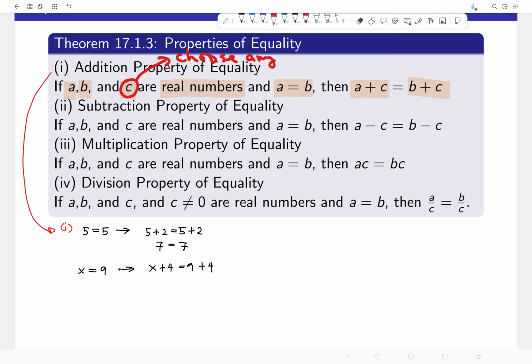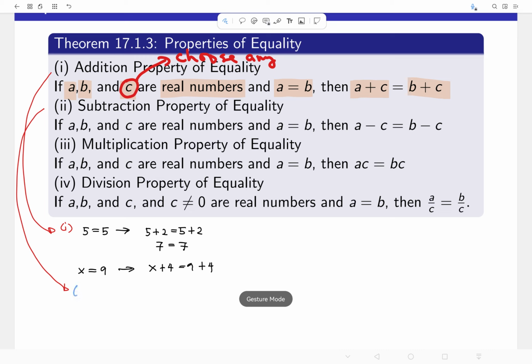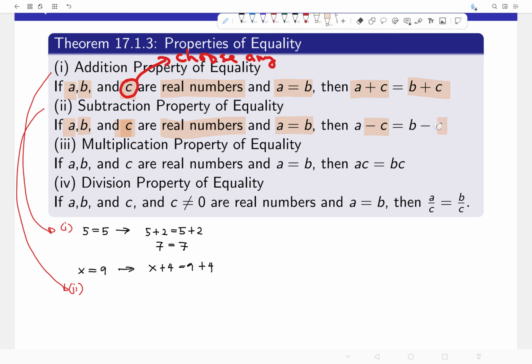Similarly for 2i, if a, b, and c are any real numbers, and we assume that a is equal to b, then if you subtract c from both sides of the equation, the left side will always be equal to the right side.